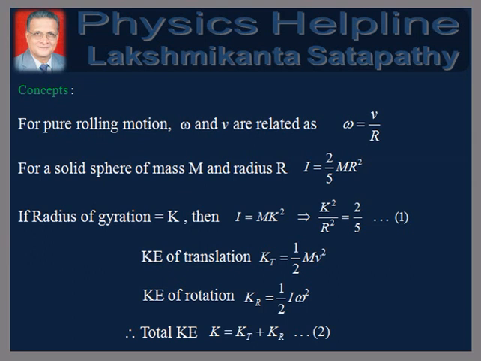If the radius of gyration is equal to k, we have I is equal to mk square, which implies k square by r square is equal to 2 by 5. Now, kinetic energy of translation is given by KT is equal to half mv square, and kinetic energy of rotation KR is equal to half I omega square. Therefore, total kinetic energy is given by K is equal to KT plus KR.